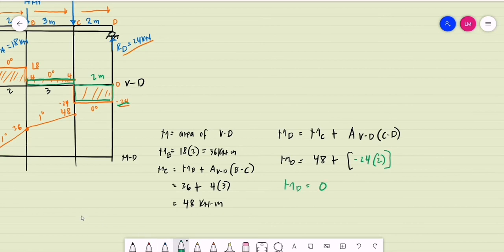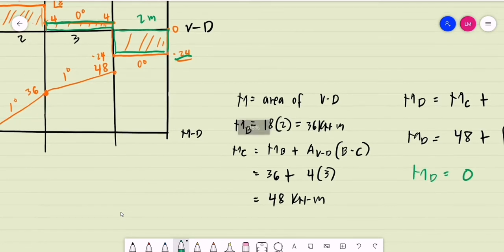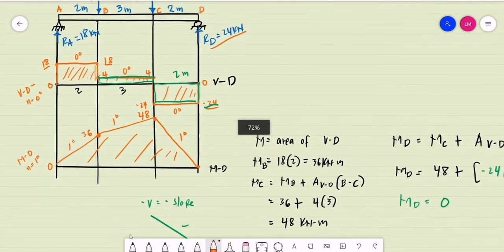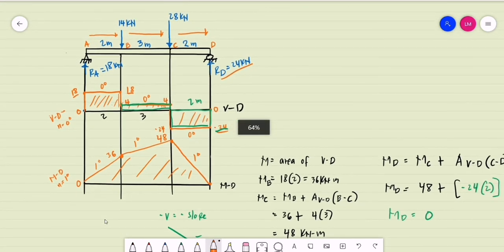So again, that is a negative shear. A negative shear corresponds to a negative slope, and it is a line downward to the right. So we are to draw that from 48 to 0 at point D. And this is also first degree. So this will be our moment diagram. So this is how we draw our detailed shear and moment diagram by inspection.